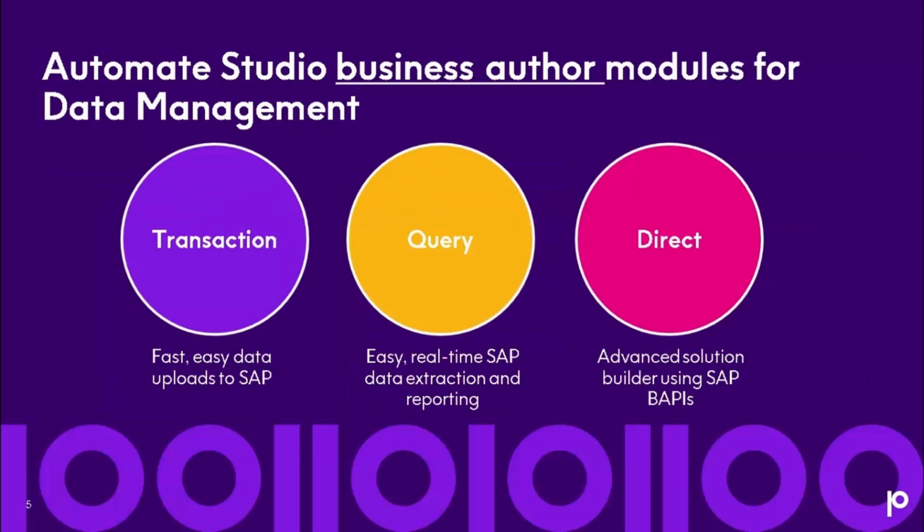Now, under Automate Studio, where we've built out those SAP automations, these are business author modules. So transaction is typically used for uploads, query for extracting data, whether that's extracting for updates or for creating quick operational reports, and direct, which allows you to use SAP BAPIs, or remote-enabled function modules, for efficient advanced interactions.